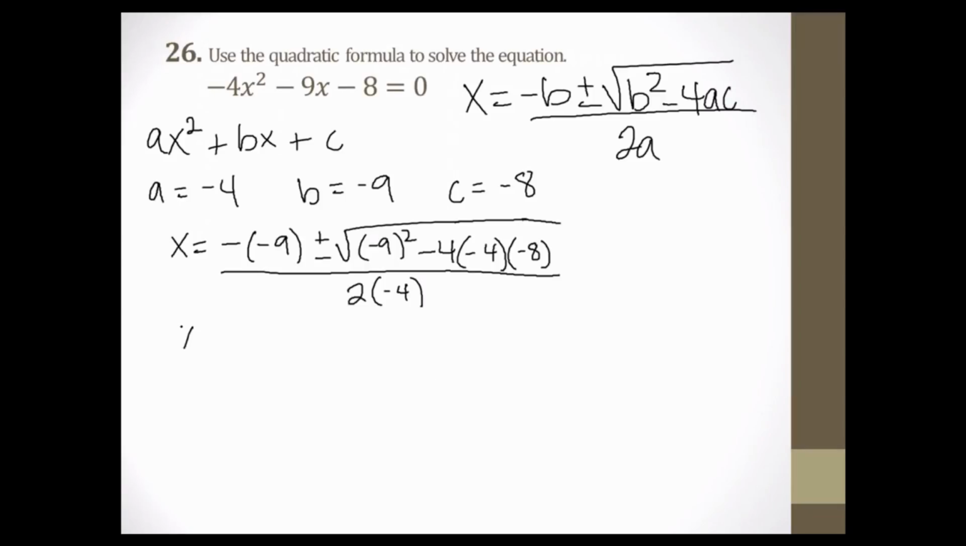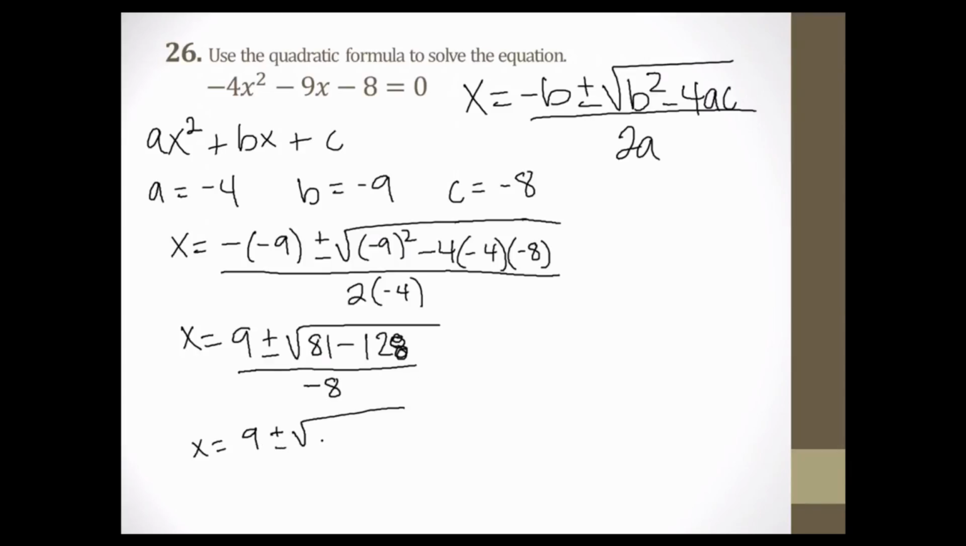So let's clean this up a bit. So negative times negative 9 is positive 9 plus or minus the square root of negative 9 squared is 81. And then negative 4 times negative 4 times negative 8 is going to give me a negative 128. And then that's going to be divided by 2 times negative 4, which is negative 8. So then that's x equals 9 plus or minus the square root of 81 minus 128 is negative 47 divided by negative 8. So we have a negative under the square root.